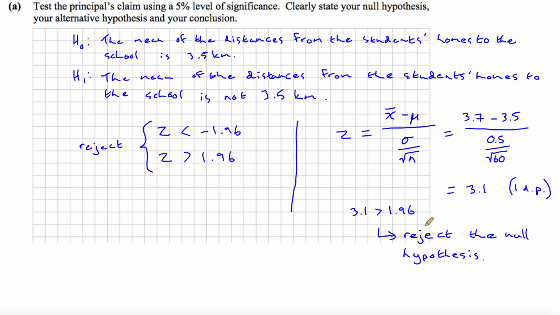So that's our conclusion. So we've done our null hypothesis, our alternative hypothesis, and our conclusion, which we got from our Z score calculation. And that's the end of part A.